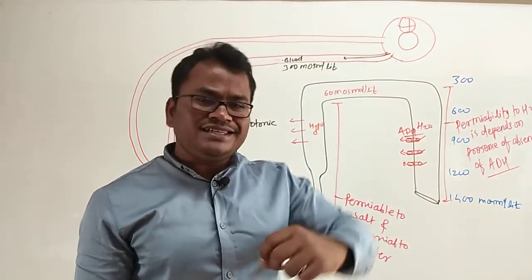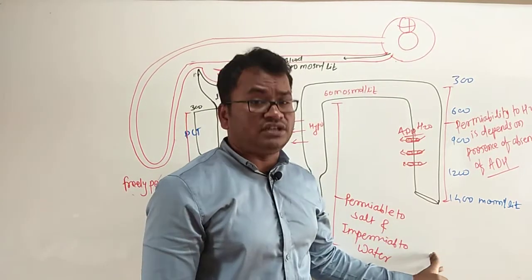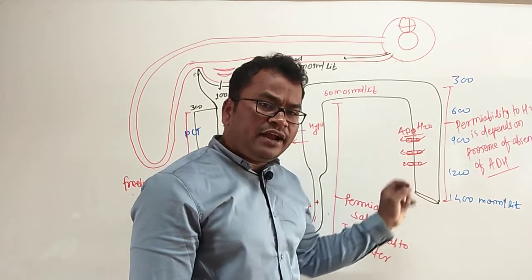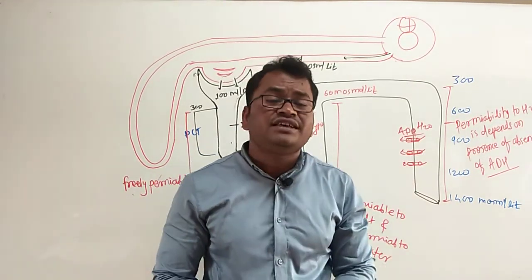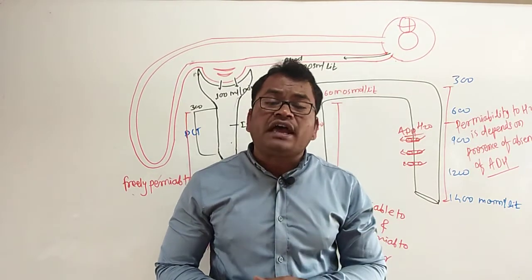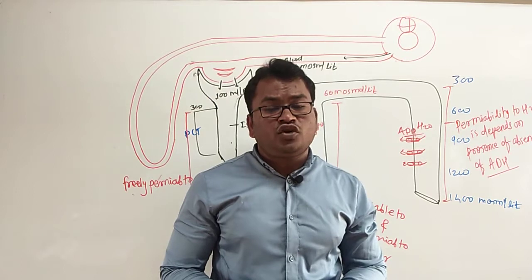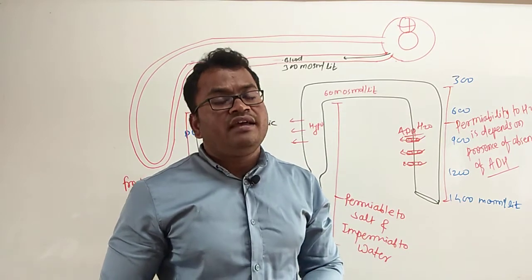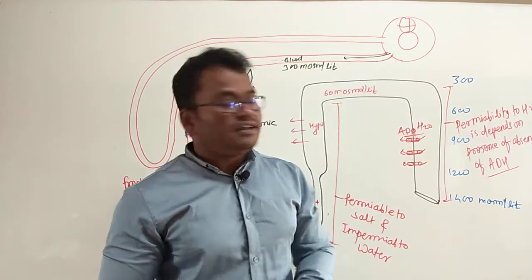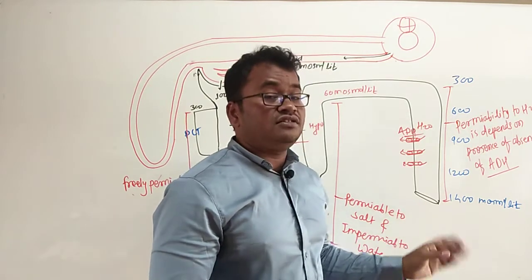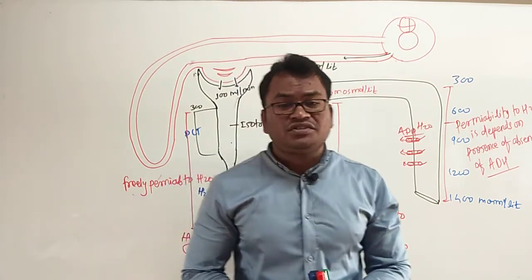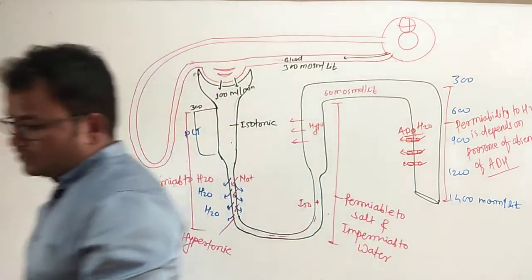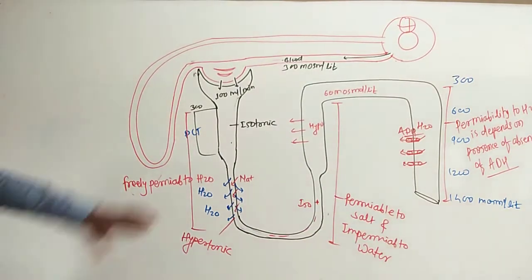antidiuretic hormone. If ADH is secreted more, then urine becomes more concentrated, because the maximum amount of water is reabsorbed from the collecting duct. And if ADH is absent or ADH secretion is decreased, then urine becomes dilute. If the secretion of ADH is stopped, or there is any injury to the hypothalamus or posterior pituitary that stops the secretion of ADH, then in this patient the urine becomes more dilute, and this condition is called diabetes insipidus.